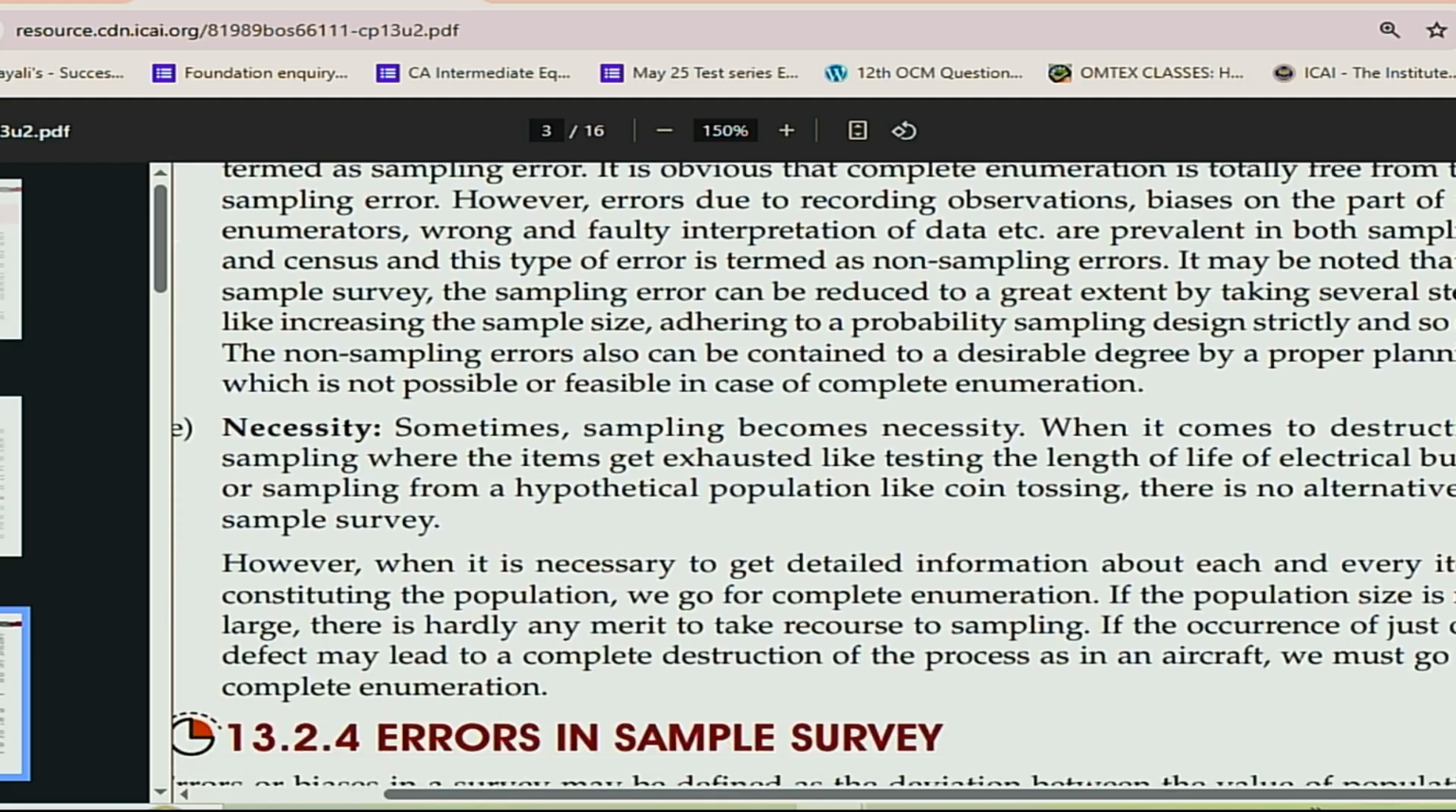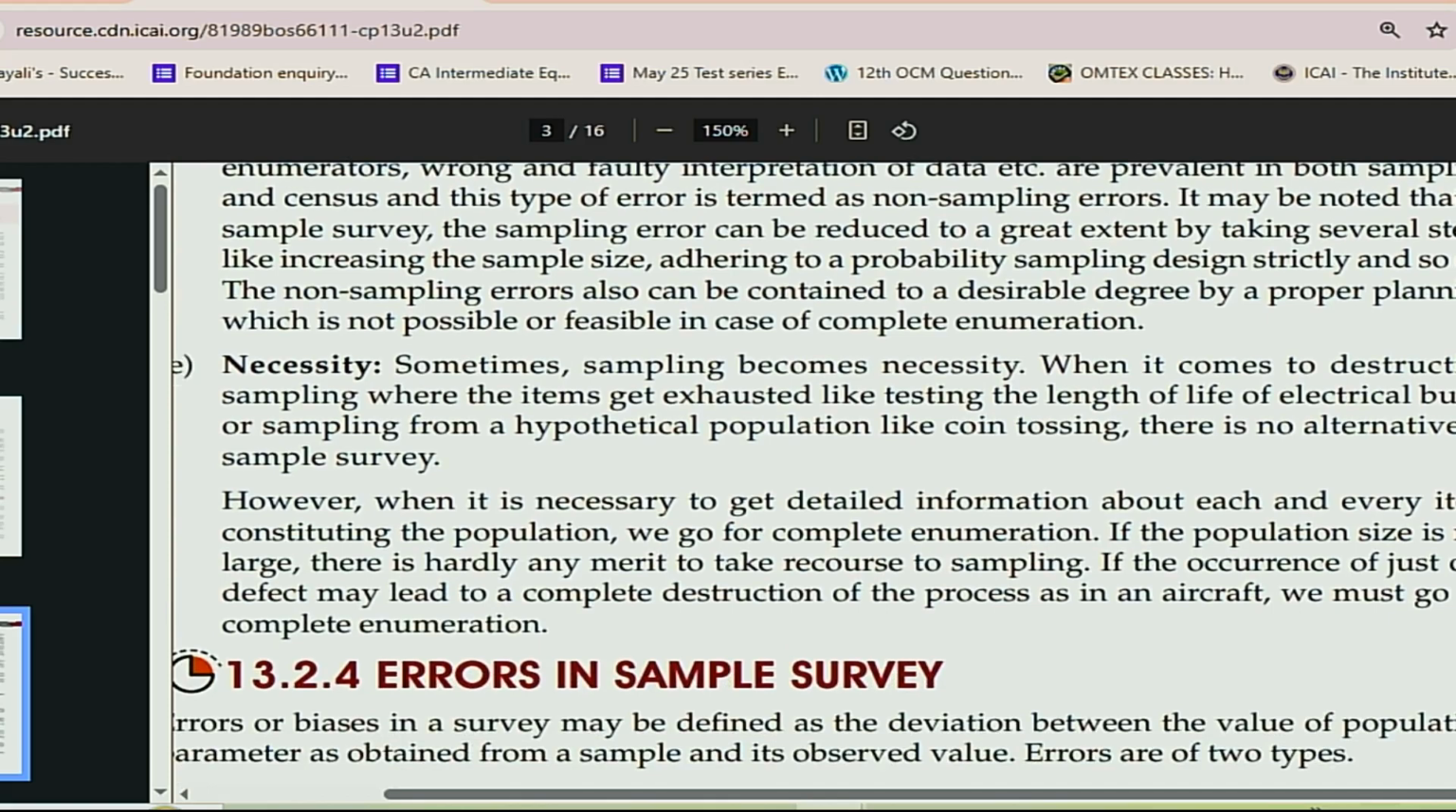And the last part, necessity. Sometimes sampling becomes a necessity. When it is destructive sampling, where the items get exhausted, like testing the length of life of electric bulbs, or sampling for a hypothetical population, like coin tossing, there is no alternative to sample survey. So basically, why is the survey needed? That reason is very important. For what reason are you doing the survey? That is important. Understood? Now let us go to the errors in sample survey.